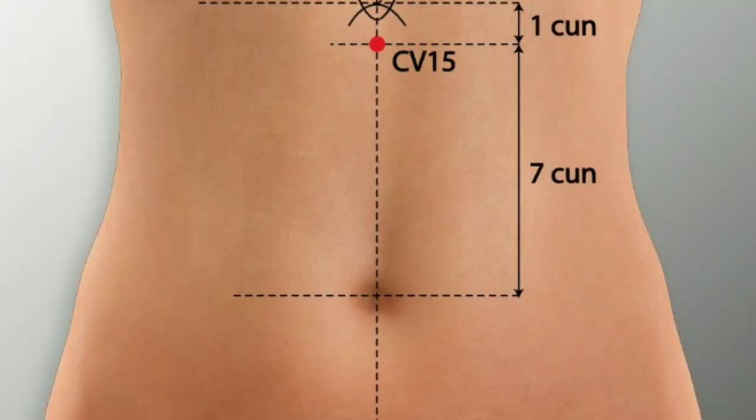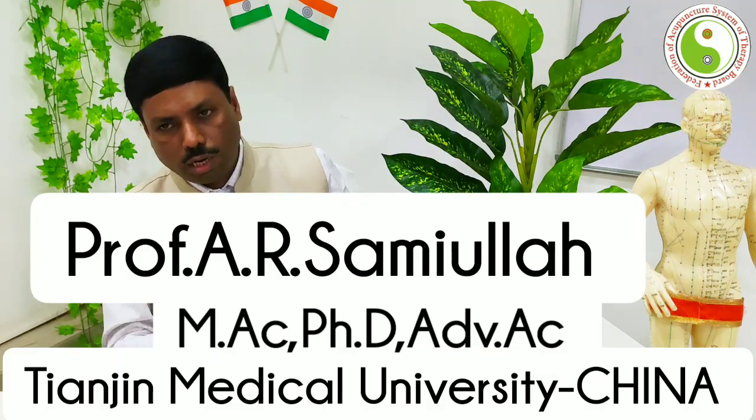About REN 15. REN 15 is located 7 chun proximal to the center of the navel and 1 chun distal to the xiphoid process, right? So this point is in fact a good point to treat the cardiac system as well as the digestive system. Of course, at the same time, it relates to the conception vessel and the Dhumai meridian.